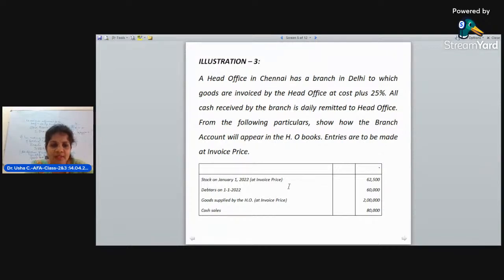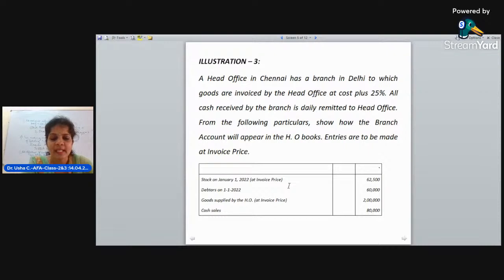The first one is stock on 1st January 2022 at invoice price. Look at here, the stock which is given is an opening stock, and this opening stock is at invoice price. So we have to make an adjustment of stock reserve for the opening stock. That is, stock reserve will be credited to the branch account. Next, debtors on 1/1/2022. This is the branch debtors, the opening assets. So this 60,000 will be recorded in the branch account as usual.